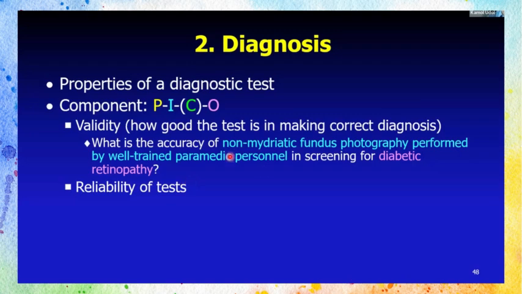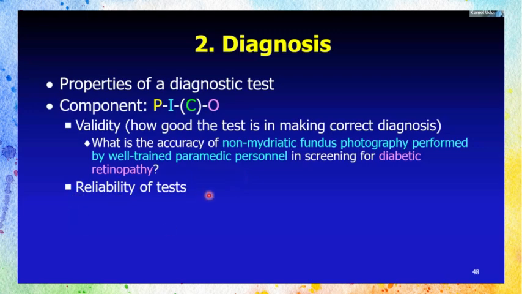What is the test? The blue one, non-mydriatic fundus photography performed by a paramedic, not the ophthalmologist. So this is the test to diagnose what disease? To diagnose diabetic retinopathy. So you have the I and O here. In this sentence, you will not see the P, but you can imply what the target population is, for example, people with diabetes.